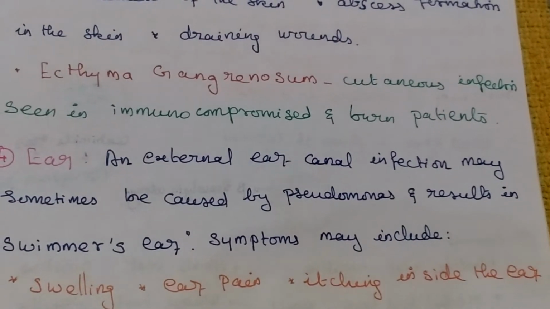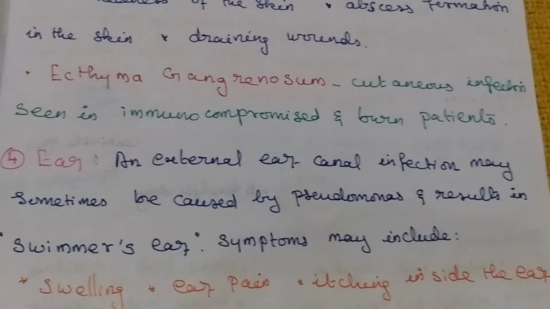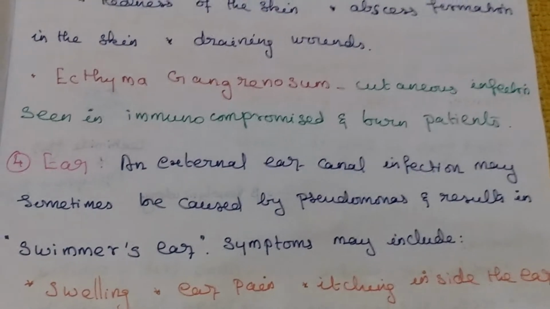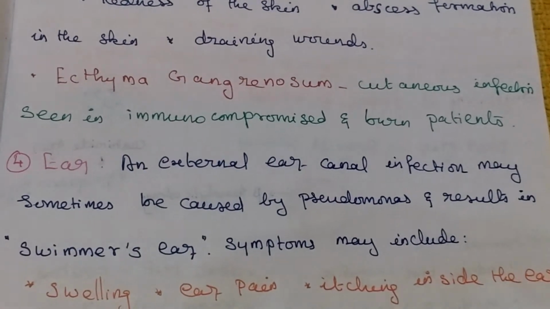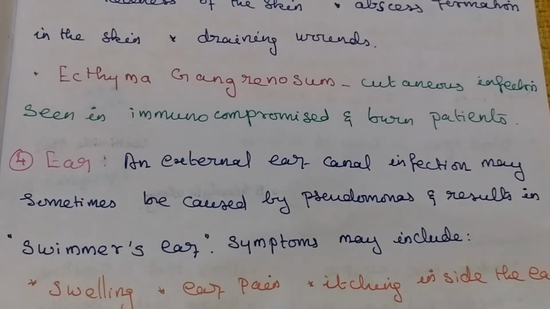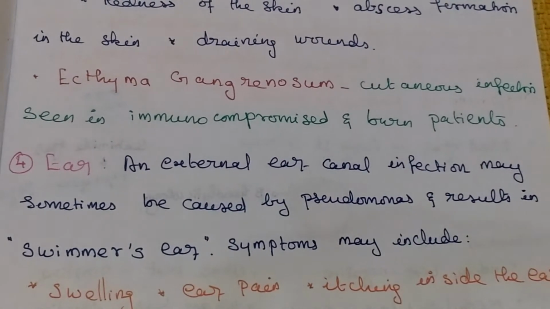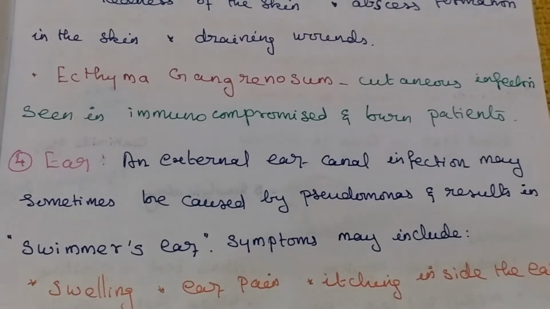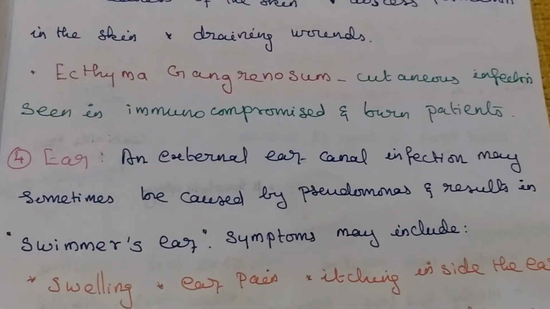Then it causes cutaneous infection seen in immunocompromised and burn patients. That condition is called ecthyma gangrenosum. It causes cutaneous infection in immunocompromised patients as well as burn patients.